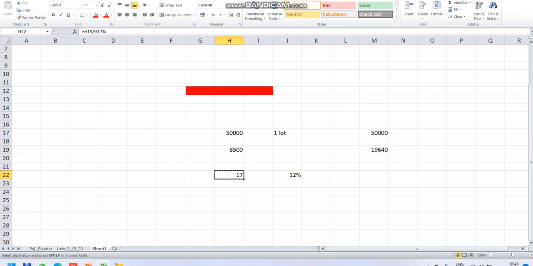So I'll just copy paste the same formula here. Equal to 19,000 divided by 50,000, percentage. So it is 39%. I've gained somewhere around 40%. For 50,000 I have gained 19,000 profit for 3 months.